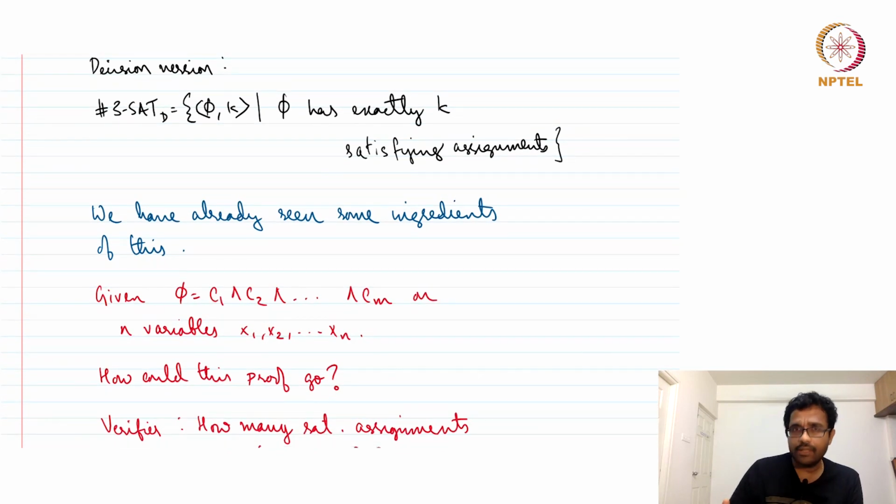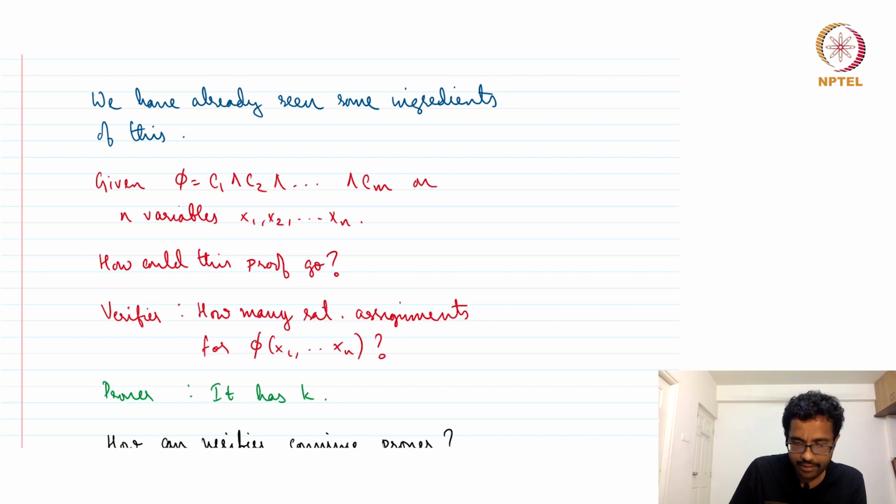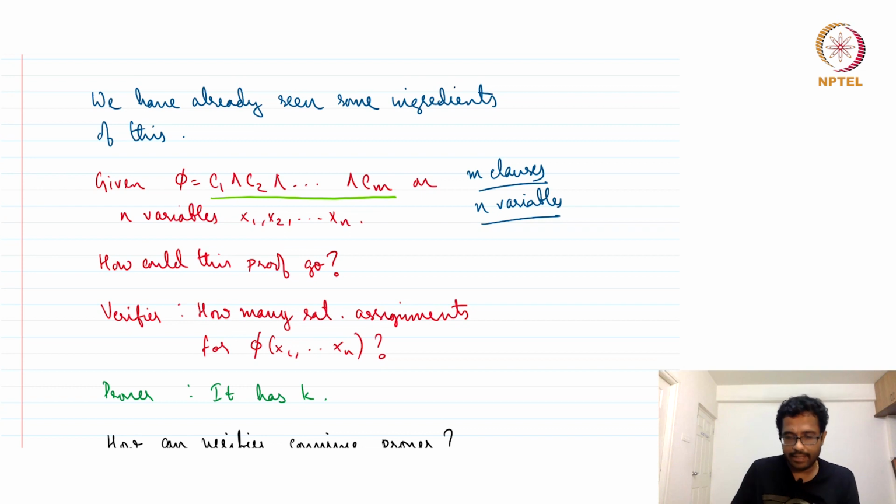We have seen some of the ingredients of this proof in the previous lectures. When they show up, I'll probably remind you. So what is a 3CNF formula? Phi is a conjunction of clauses, or an AND of clauses. Phi is C1 and C2 and so on up to Cm. There are m clauses and n variables. The variables are x1 up to xn.